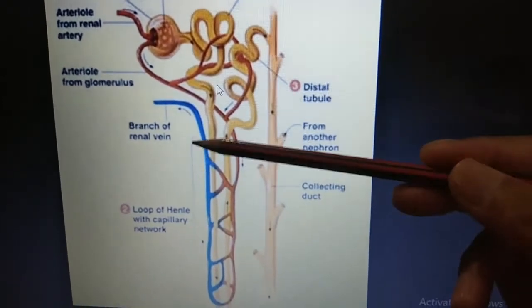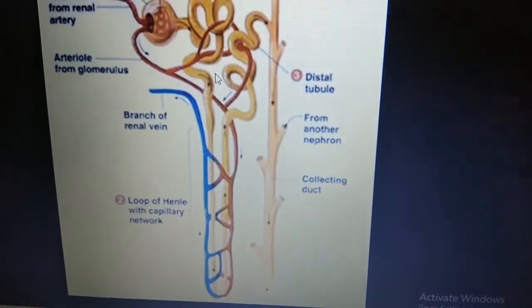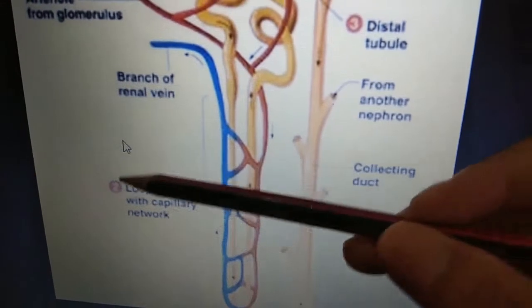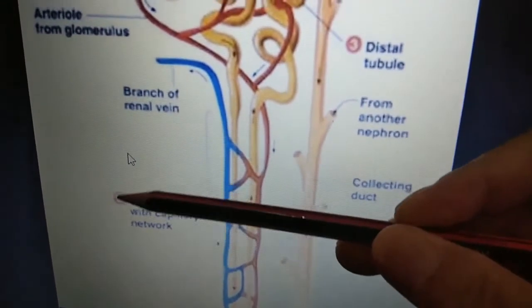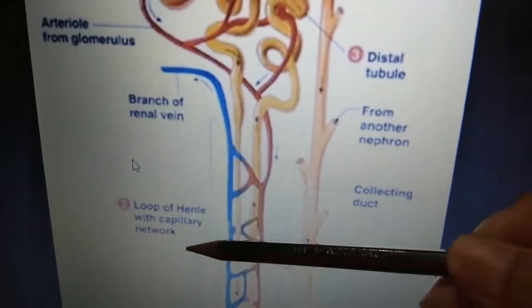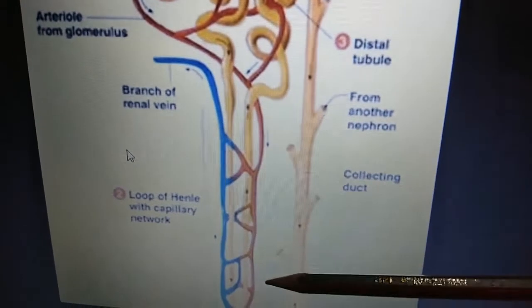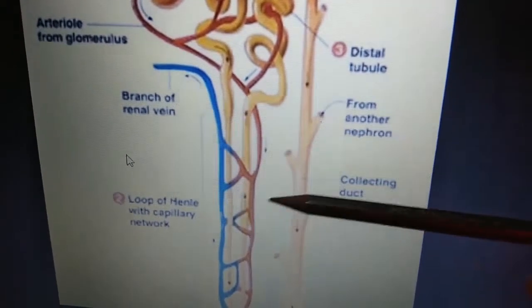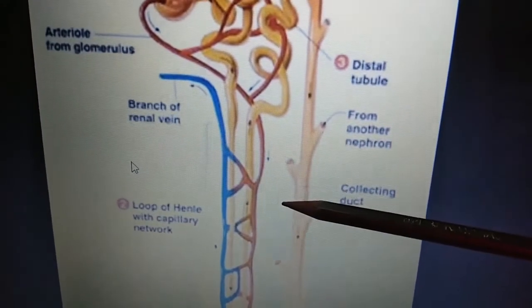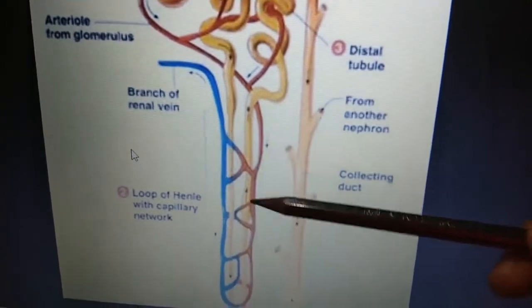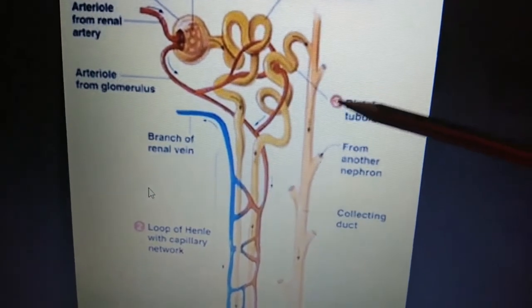The loop of Henle that is coming down is known as the descending loop of Henle. The descending loop of Henle has aquaporins, which allow water to pass from the filtrate into the interstitial fluid. Where the loop of Henle goes upward, it is known as the ascending loop of Henle, where reabsorption of ions takes place. From the ascending loop of Henle, the filtrate goes into the distal tubule.